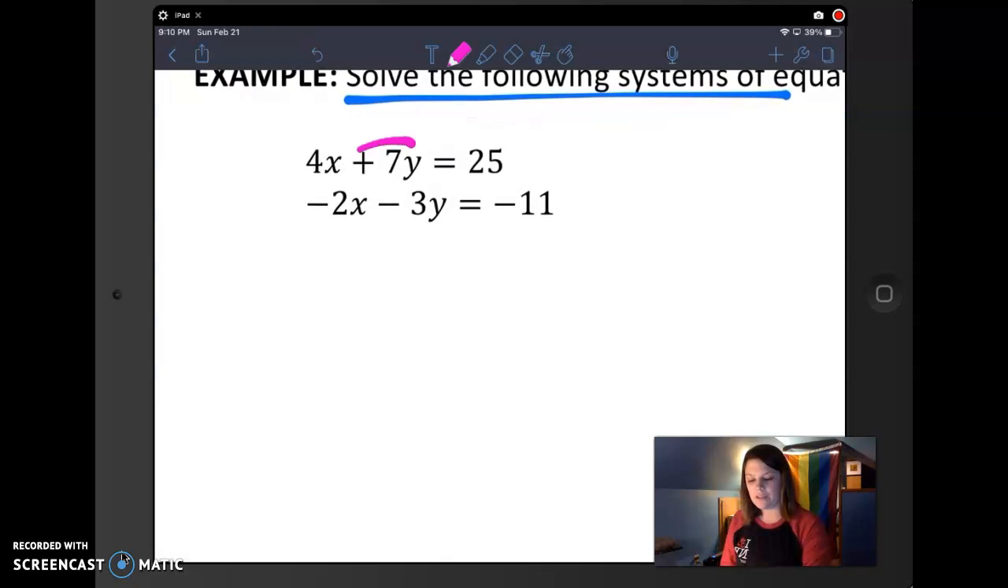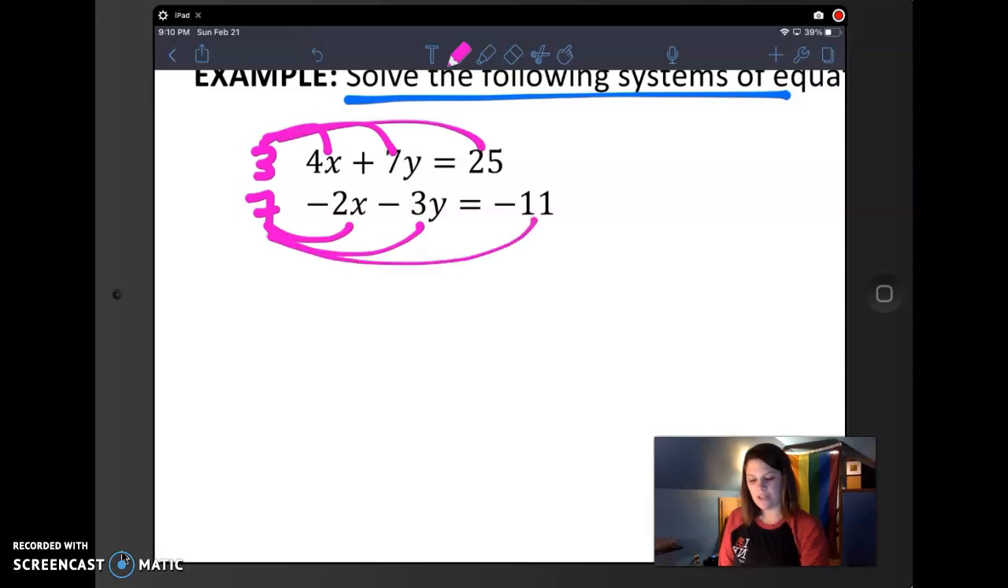So looking at these two numbers here, you can see they are opposite signs. So we're not going to need to multiply by a negative. But we still are going to multiply the top equation by the bottom number times the top number. Bottom equation by the top number. So distribute that to all parts of the equation, all three parts. Let's do it.